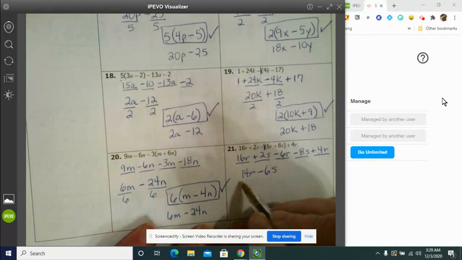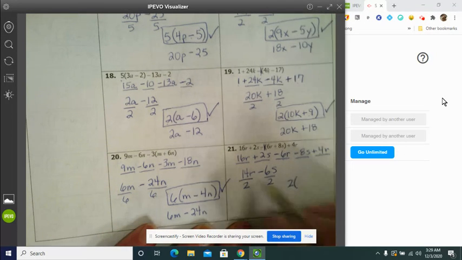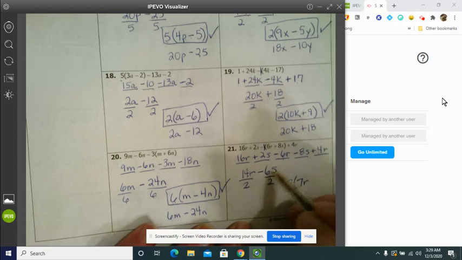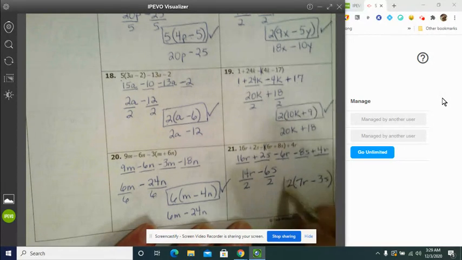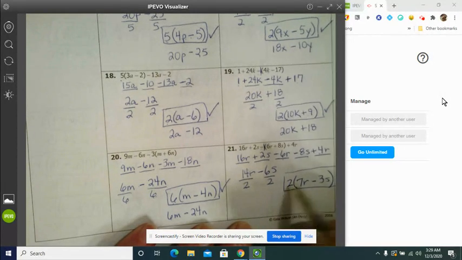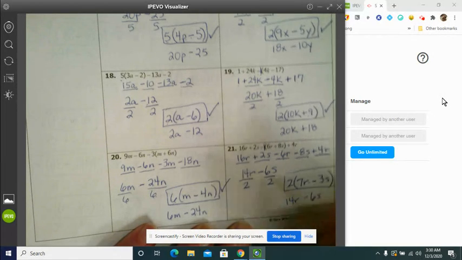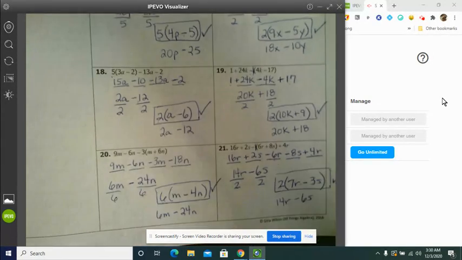So now I'm going to divide a 2 out of both because that is the greatest common factor. 14r divided by 2 is 7r. Negative 6s divided by 2 is negative 3s. I think that's my answer. 2 times 7 is 14r. 2 times negative 3 is negative 6s. That's what I had here. So my answer checks. So that is how you do those.